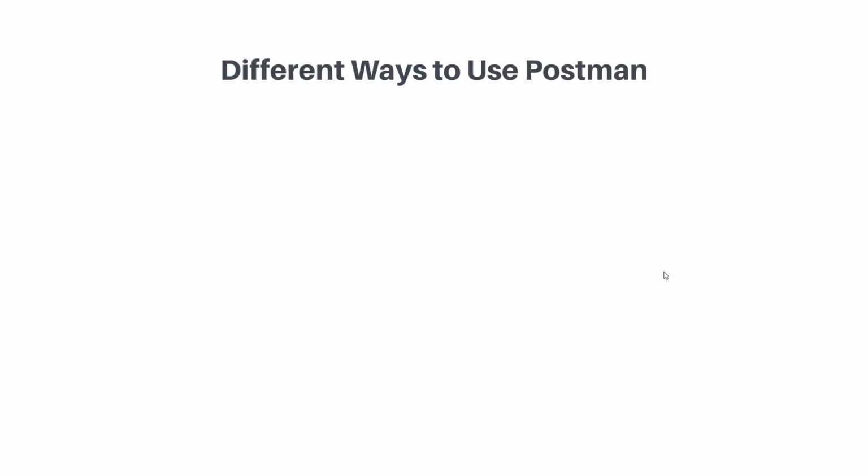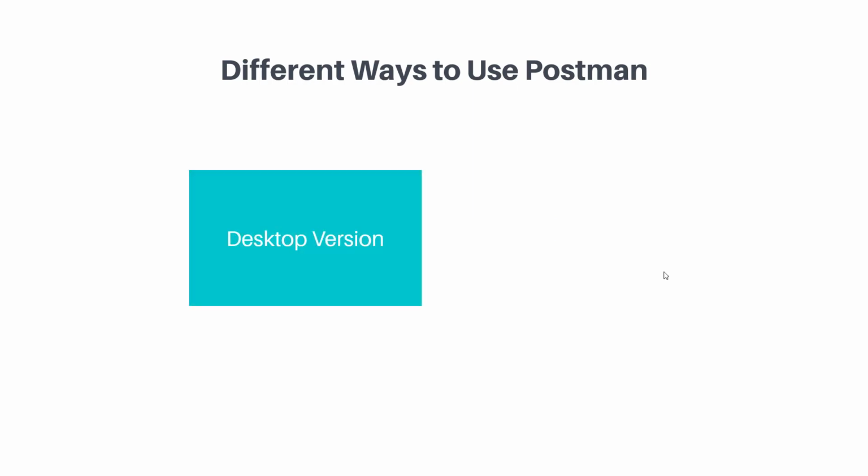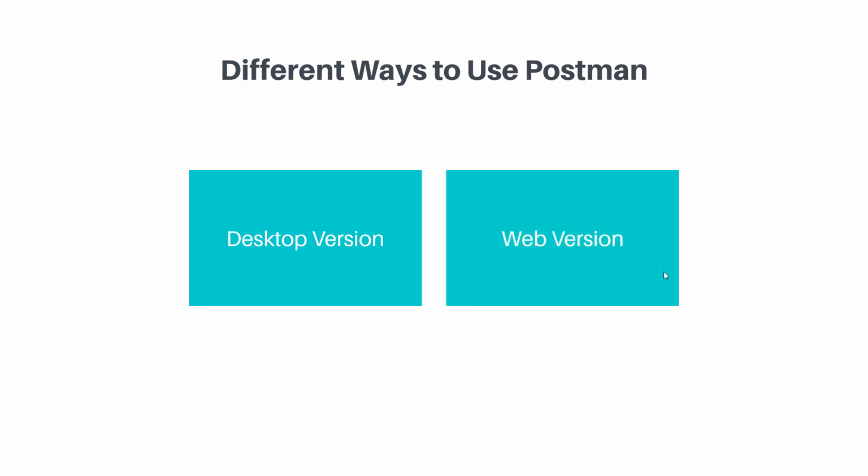Next, let's look at how we can install Postman on your machine. Note that when it comes to using Postman, there are two different ways to use it. The first option is to use the desktop version, wherein you download the corresponding desktop app as per your OS and then install it on your machine. The second approach is to use the web version. This is the newer approach followed by Postman, wherein they support the web version as well.